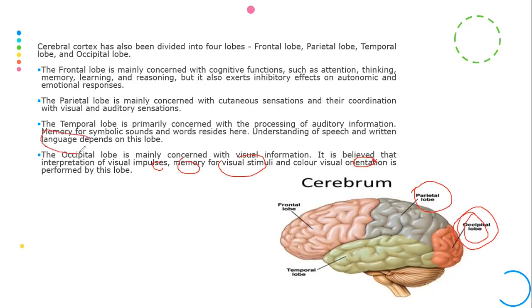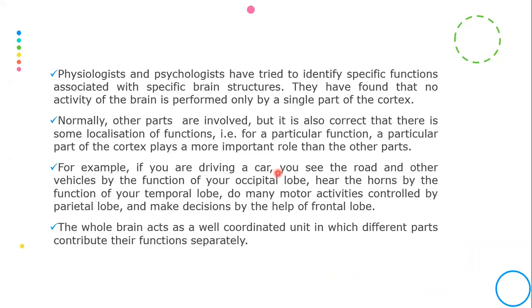The language which is heard, and speech with its information processing, will all be processed in the temporal lobe. So everything is interrelated but has a special function to do. So this is what the cerebral cortex is. By this we complete the structure of the human brain.